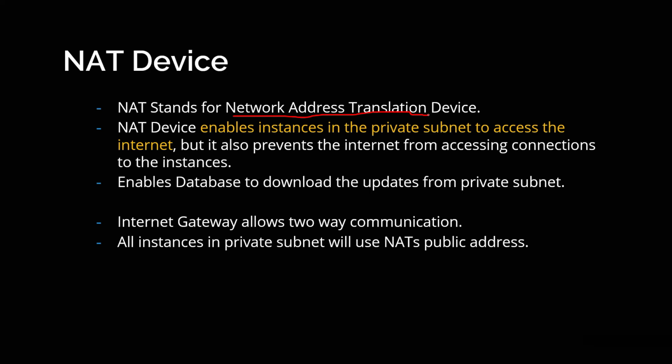These IP addresses cannot be accessed by anybody over the internet. Whereas in case of an internet gateway, your web application has to be accessed over the internet through its IP address. So that's where the internet gateway opens up two-way communication, whereas the NAT devices open one-way communication.